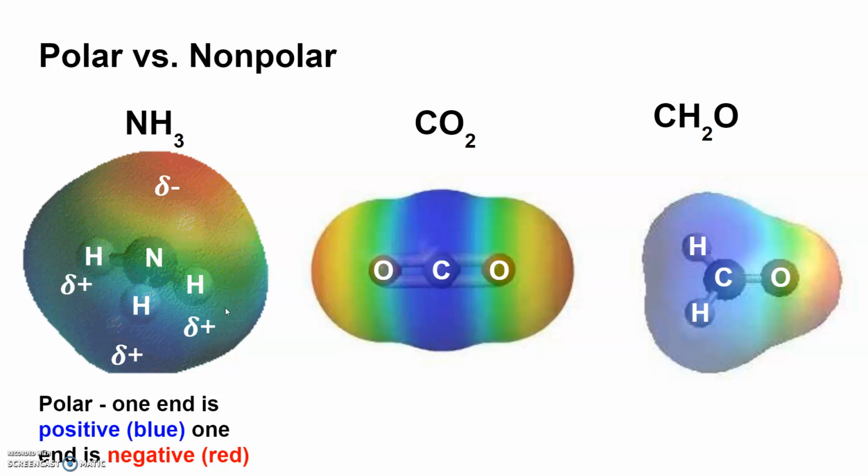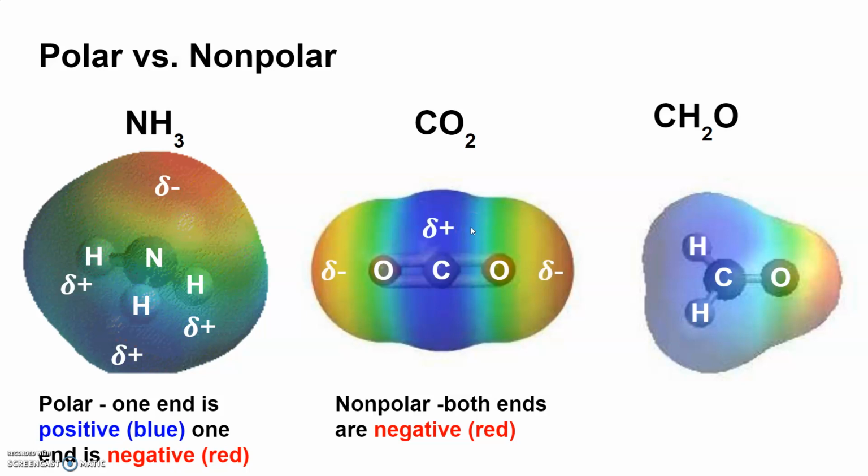Let's take a look at CO2. CO2 is actually nonpolar, and that's because both ends are negative. Now, when I say ends of the molecule, you may be thinking, well, what about where carbon is? That's in the middle. That's not on the ends. So you need to have an end that's positive, so an end that's blue, and an end that's negative, an end that's red. Both ends are negative, so in that case, this is a nonpolar molecule.